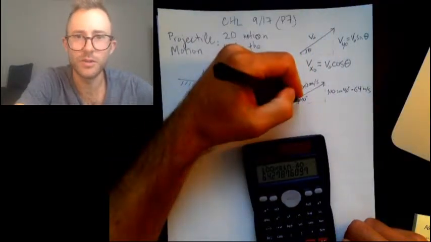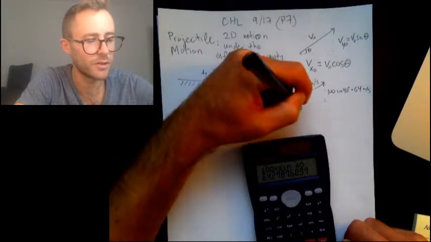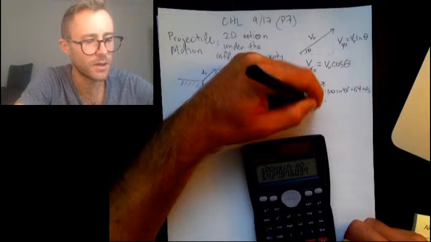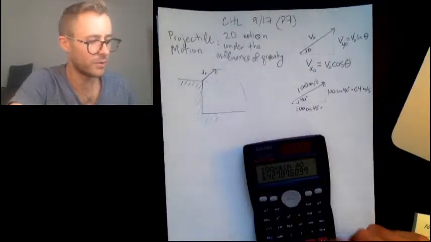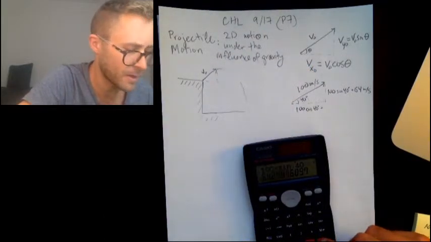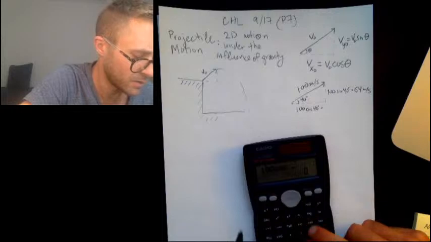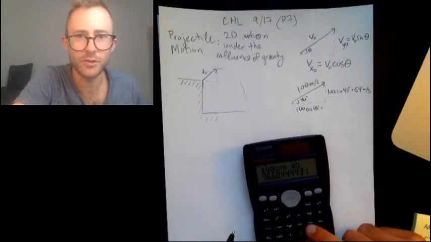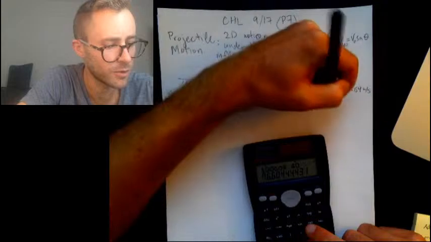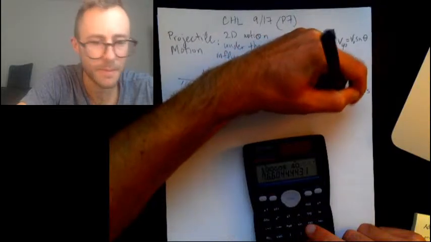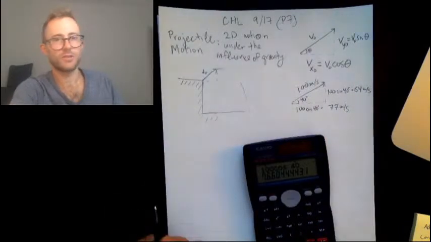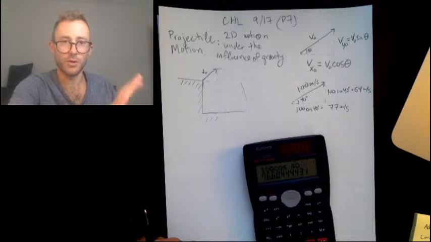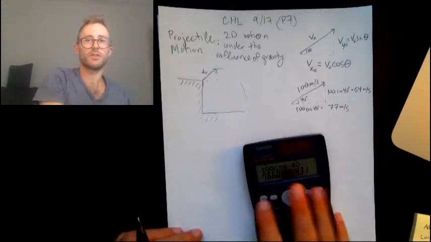And then doing the horizontal component, that would be 100 cosine of 40. You want to make sure you're in degree mode here. And that gives me about 77 meters per second. Okay? So that's how you get the initial vertical velocity and the initial horizontal velocity.